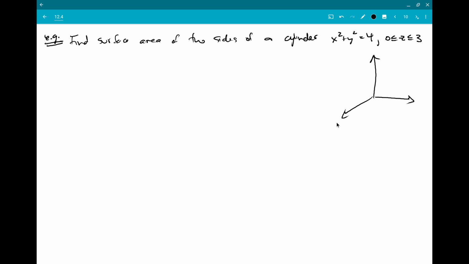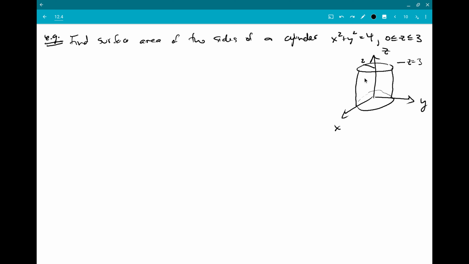So here's our x, y, and z. Here's the circle shape that forms the main part of the cylinder. What we're imagining is this cylinder starts at the xy plane, z equals 0, goes up to height z equals 3, and the radius of the cylinder is 2. And we want to find the surface area on the outside of the cylinder. Kind of like if this cylinder was a can, we want to know the surface area of just the label that you wrap around the side of the can. We don't care about the top and bottom.